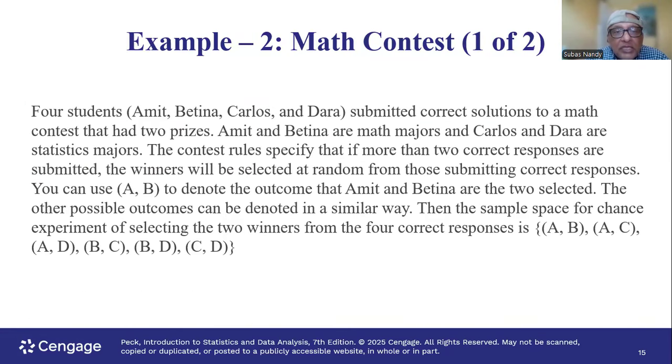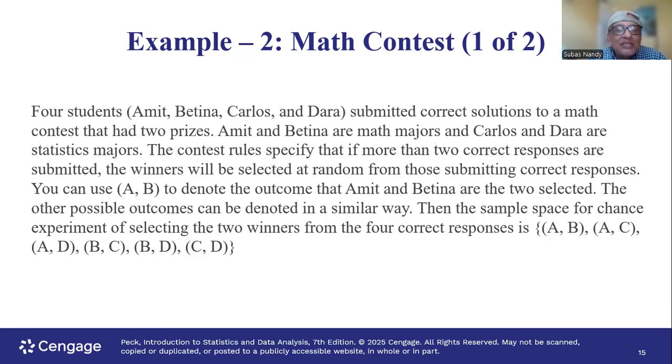4 students, Amit, Bettina, Carlos, and Dara, submitted correct solutions to a math contest that had two prizes. Amit and Bettina are math majors, and Carlos and Dara are statistics majors. The contest rules specify that if more than 2 correct responses are submitted, the winners will be selected at random from those submitting correct responses. You can use A, B to denote the outcome that Amit and Bettina are the two selected. The other possible outcomes can be denoted in a similar way.